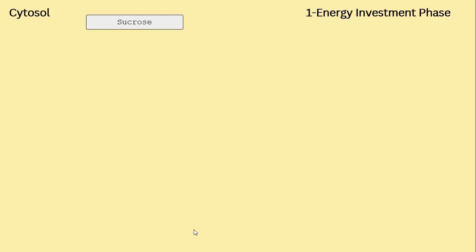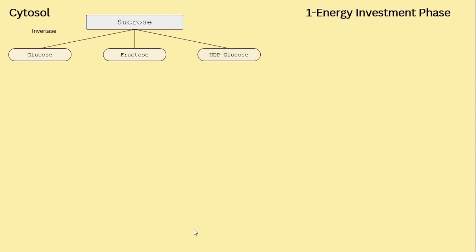Now we are going to start the process of respiration. In the process of respiration, two basic phases are involved. One is the energy investment phase and the other is the energy yielding phase. The energy investment phase takes place in the cytosol. In animals, we can say glucose is broken down into two molecules of pyruvate, but in plants, sucrose is immediately broken down into glucose and fructose by the enzyme invertase. Sucrose can also be broken down into UDP glucose by using UDP and the enzyme sucrose synthase.